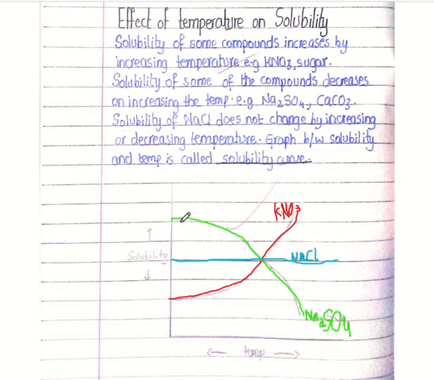Now I will discuss the second effect of temperature on solubility. This is the opposite of the first effect. In this case, the solubility of some compounds decreases with the increase of temperature. For example, sodium sulfate, calcium carbonate, calcium hydroxide, etc. It means if we dissolve these compounds in water and increase the temperature, their solubility decreases.